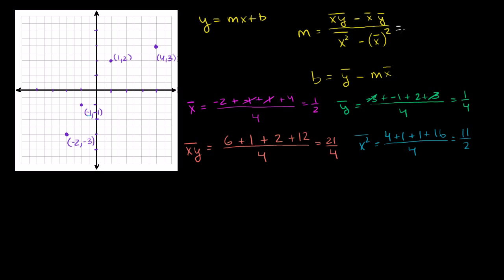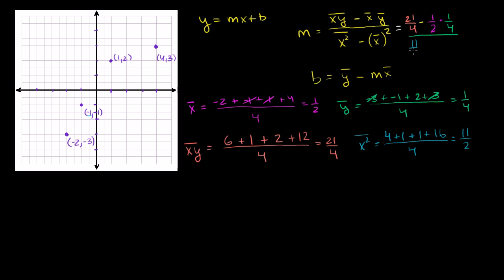So this is going to be equal to the mean of the xy's, which is 21 over 4, minus the product of the mean of x, which is 1/2, times the mean of the y's, which is 1/4. And then all of that over the mean of the x squareds, which is 11 over 2.